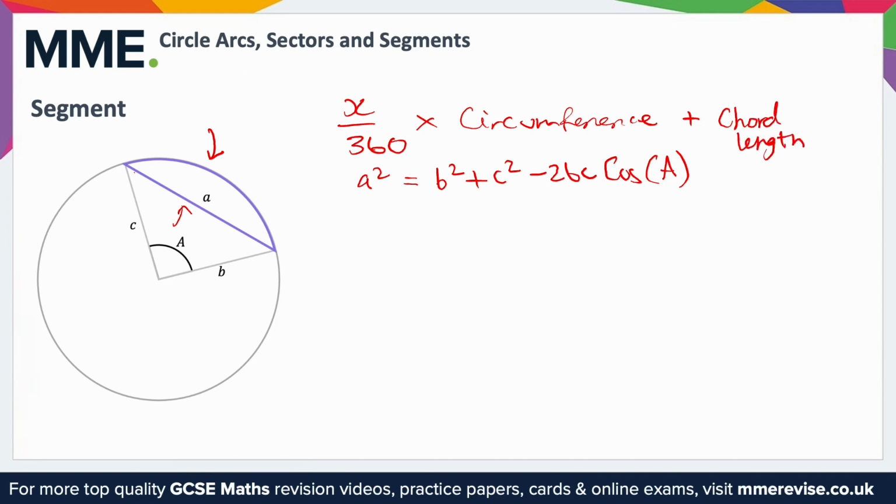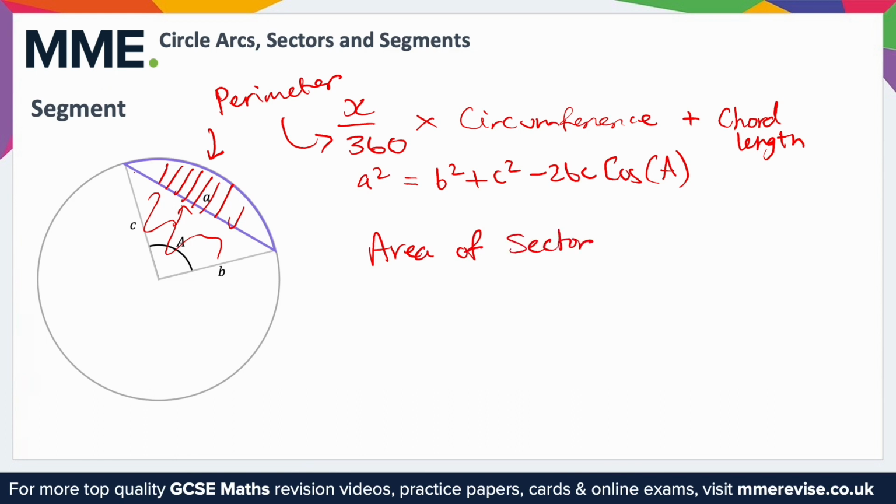We can, of course, also work out the area. So remember, this was for the perimeter. We can also work out the area of a segment. So to do that, we've got effectively a sector and then a triangle taken away from it. So it's the area of a sector that corresponds to it. Take away the area of a triangle.